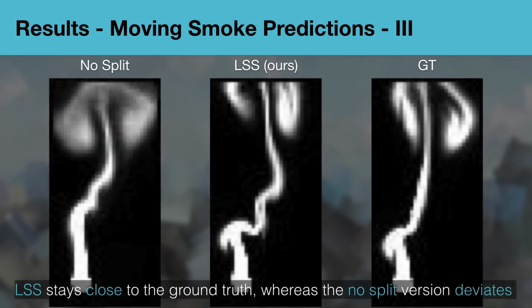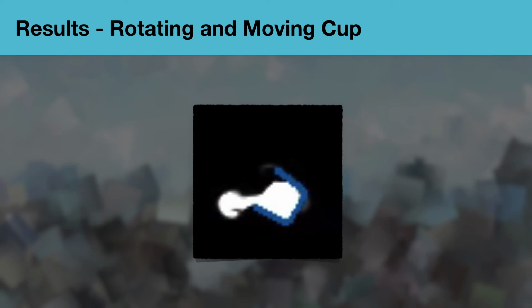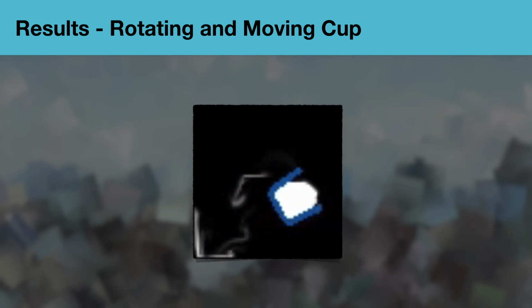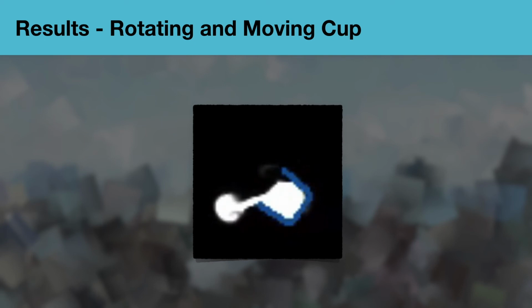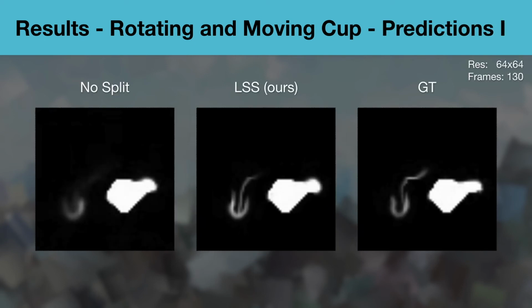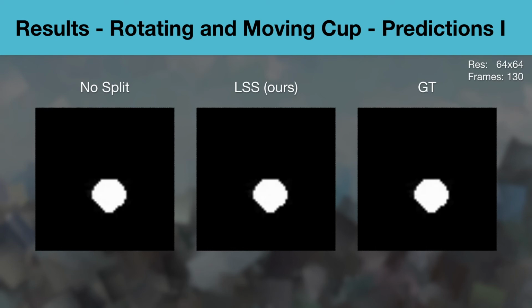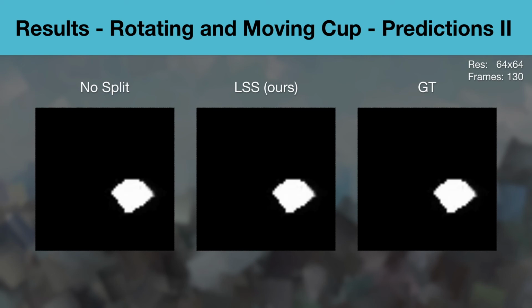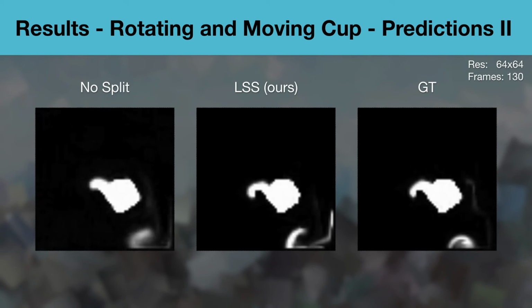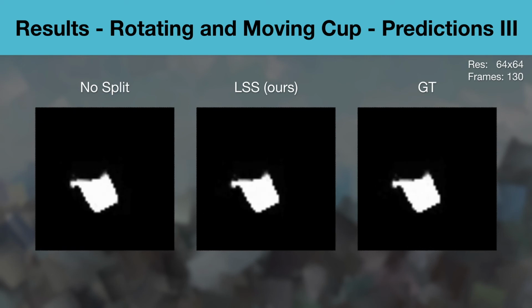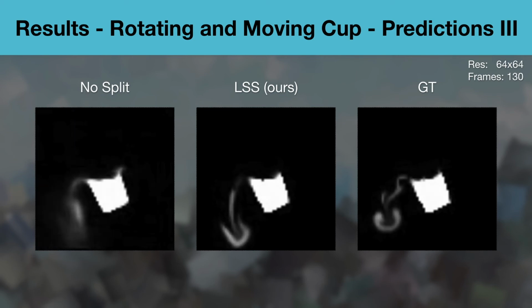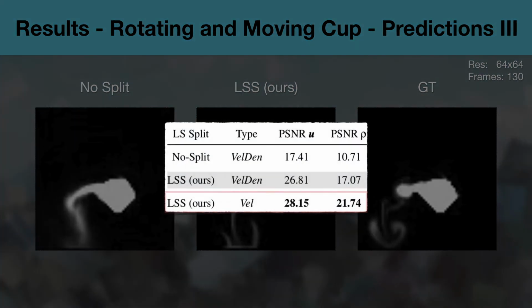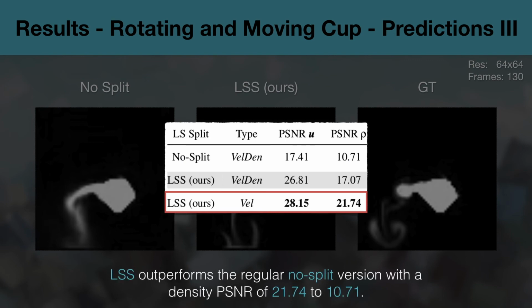In the previous examples, we have seen that our method stays close to the ground truth, whereas the no-split version is less detailed and at times deviates strongly. In the following, we will see comparisons between simulations and predictions of our rotating and moving cup scene. Our method clearly outperforms the no-split variant.